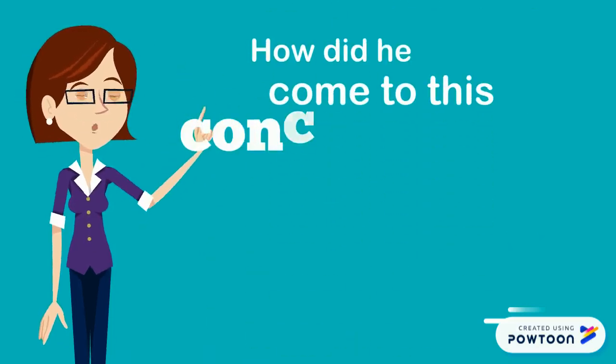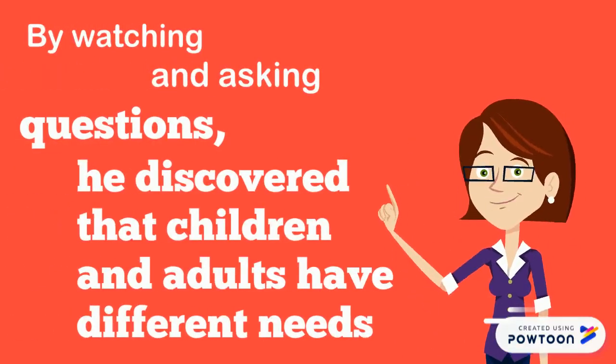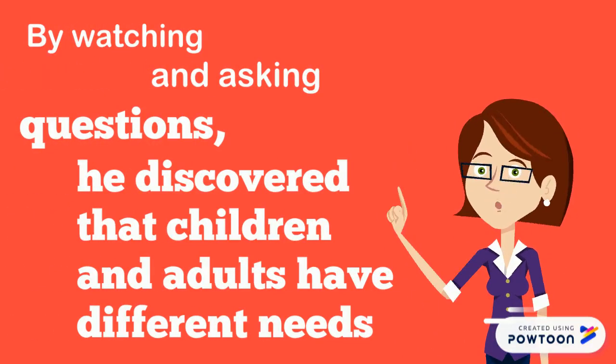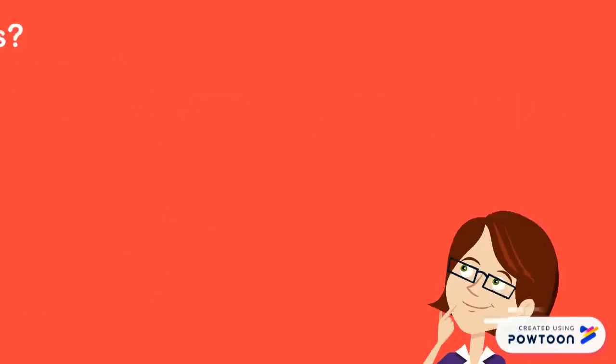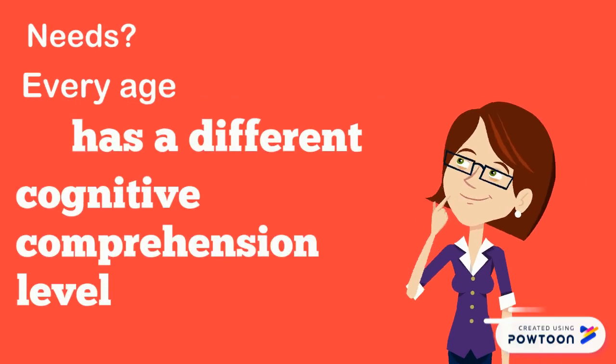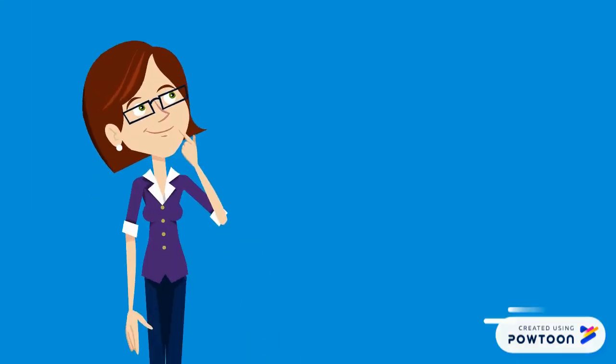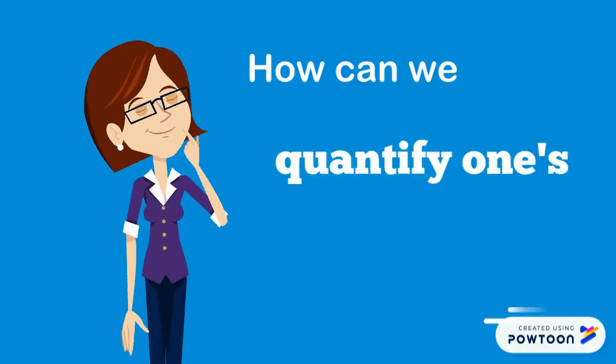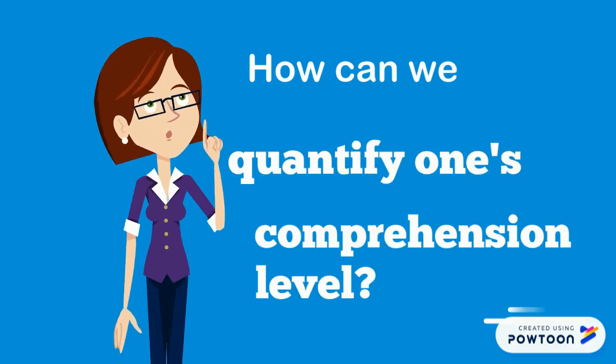He figured all of this out by watching the world around him, mostly his own children. He figured out that everyone has their own cognitive needs based off their schema. Each one of those four stages has a very different level of understanding. You might be wondering how we can quantify this comprehension level. That's a really good question.